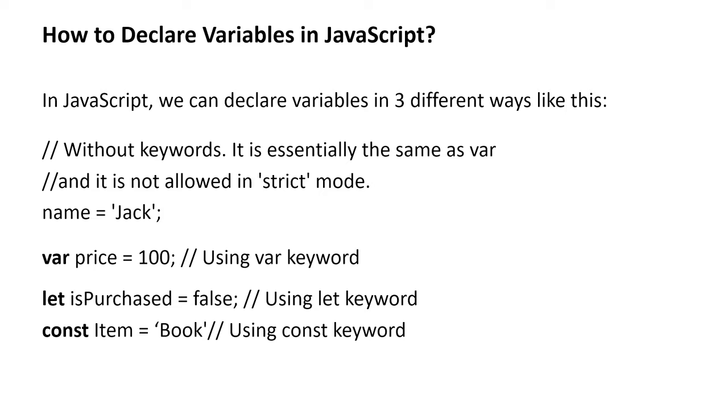How to declare a variable in JavaScript? In JavaScript we can declare variables in 3 different ways, like this: var price = 100, let isPurchase = false, const item = "book". So we can declare variables using these 3 keywords: var, let and const. Also, name = "Jack". I have not used any keyword here, so by default it works as a var.